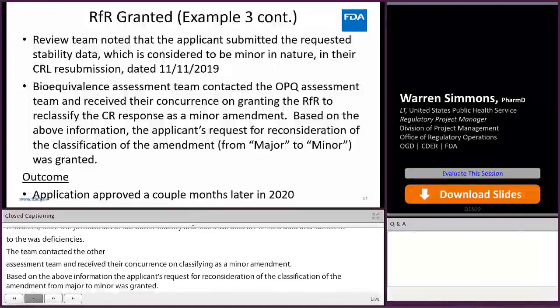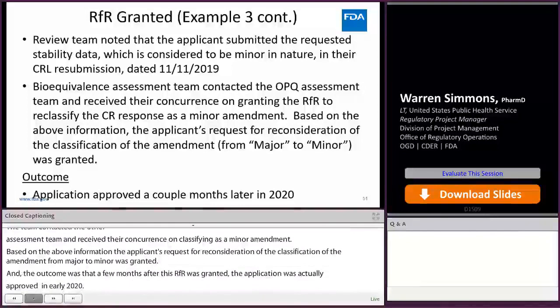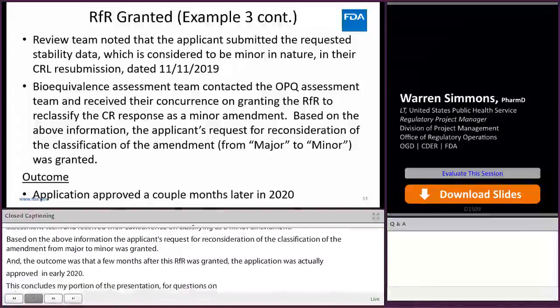For questions on how to submit an RFR as well as content and format of an RFR, again, please refer to the draft guidance, request for reconsideration at the division level under GDF. Thank you.